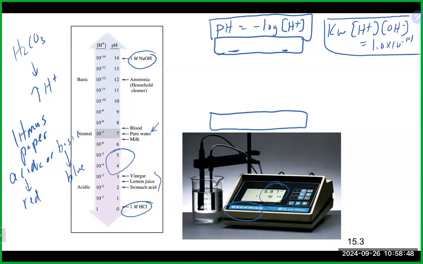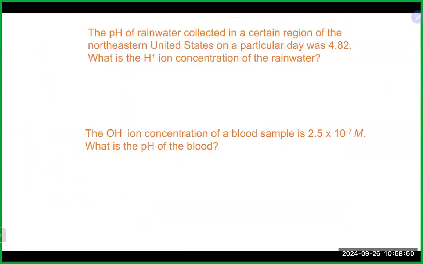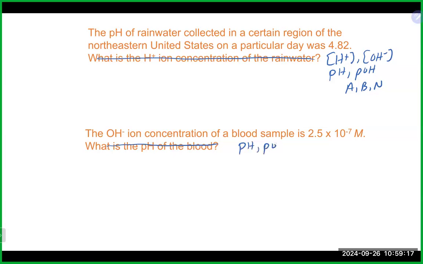All right, let's try our calculators here, make sure they work. For this one, let's just do everything just to make sure. On the first one here, what is the H plus concentration? What is the OH minus concentration? What is the pH? What is the pOH? And is it acidic, basic, or neutral? Same thing down here on the second one. We'll do everything. What is the pH, the pOH?